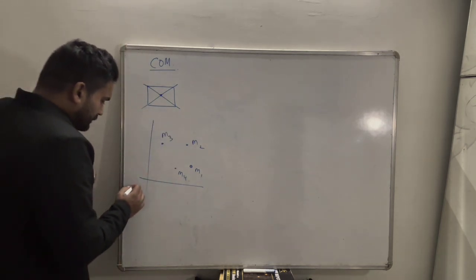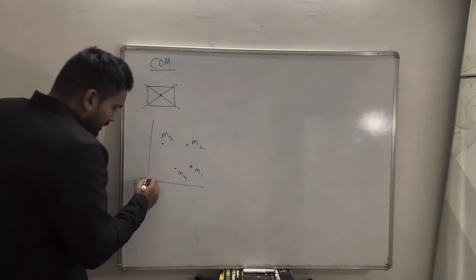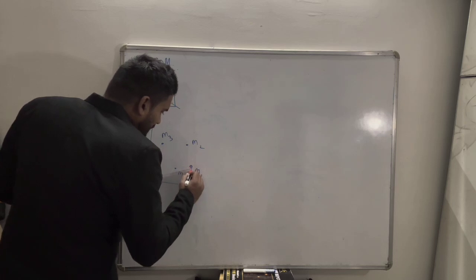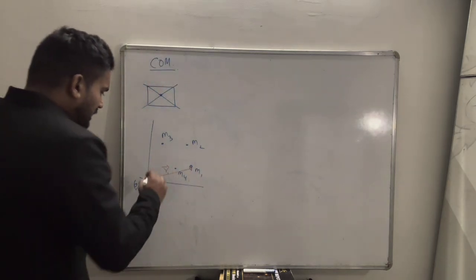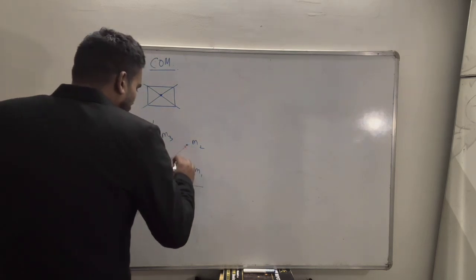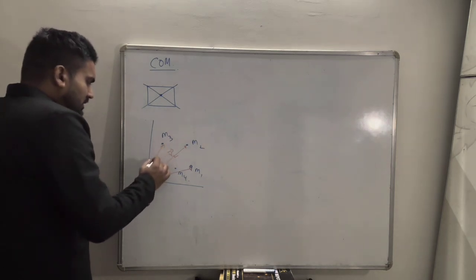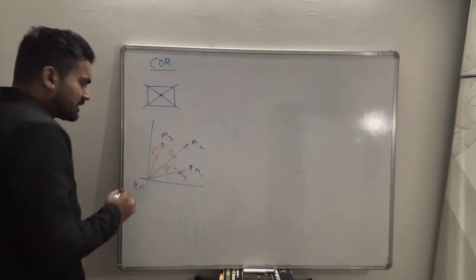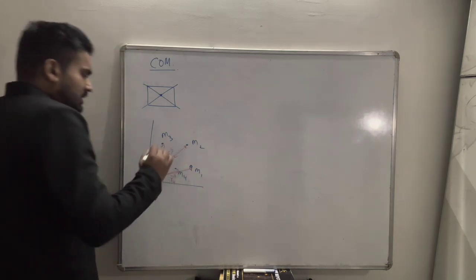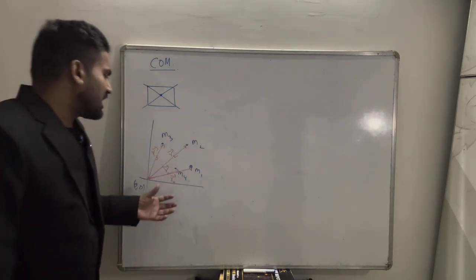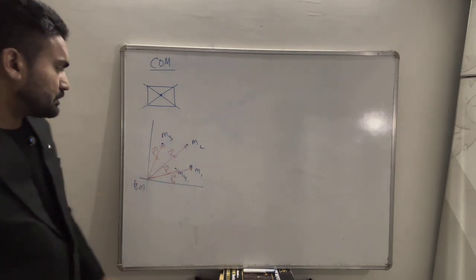For that, let us assume this mass m1 is positioned at r1 vector, right? And this m2 mass is positioned at r2 vector. This m3 mass is positioned at r3 vector, and this m4 mass is positioned at r4 vector. Actually, this r1, r2, r3 is showing the coordinates of these particular masses, right?